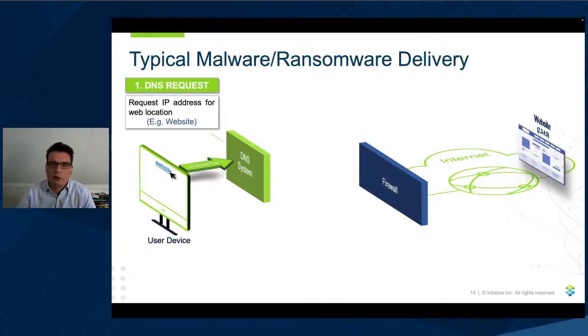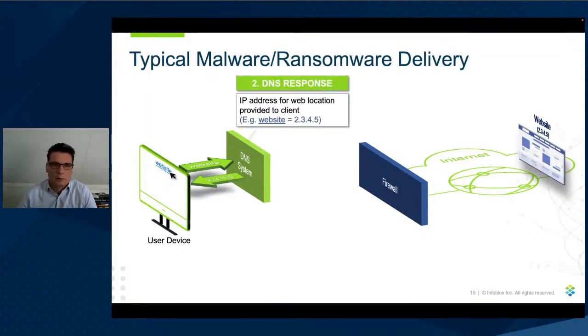So the starting point of most attacks is often when a user navigates to a malicious website or downloads malicious files. Typically, users get tricked into clicking on a link through a phishing email, spear phishing, or social engineering. Once the user clicks the link, the system will send a DNS request to the local DNS system, asking for the IP address of the hosting domain. Once the DNS system receives the query, it will send the IP address back to the client. In this example, the website is an internet location with the IP address 2345.